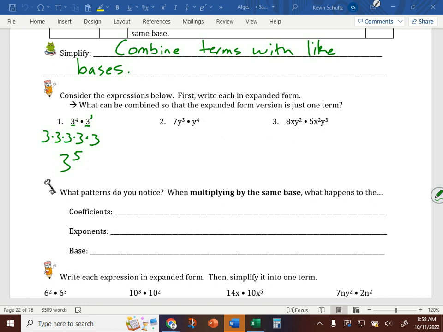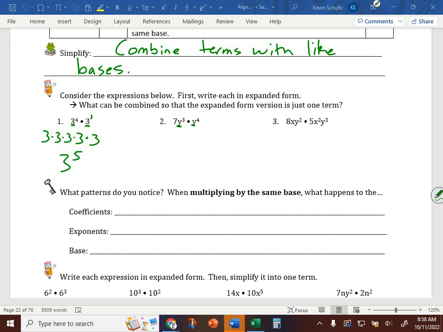Our next one. What's the base of 7y cubed? You're right. The base is y here, which is the same as the base in y to the 4th. So these can be combined because they have like bases.